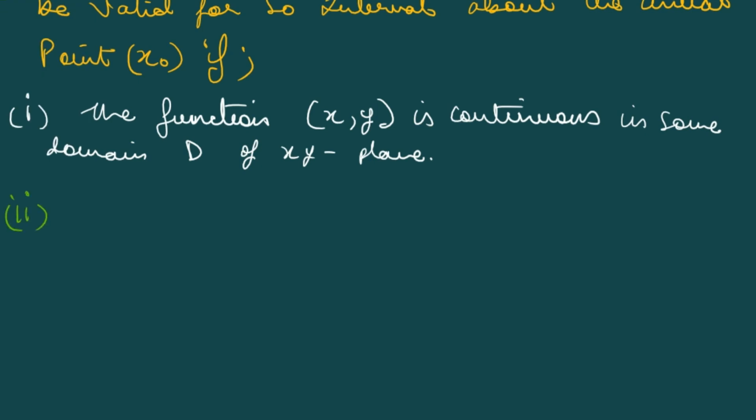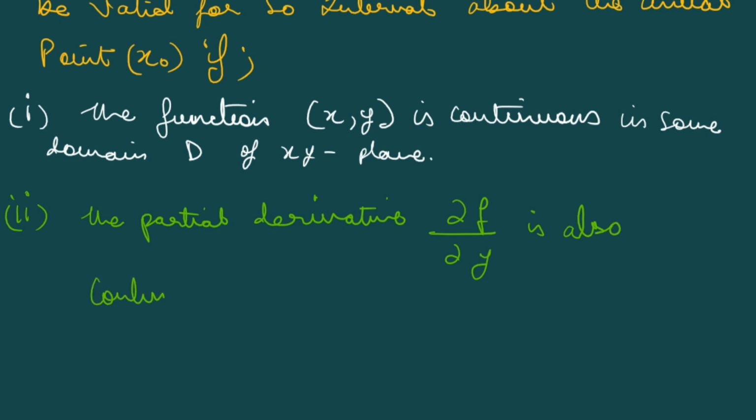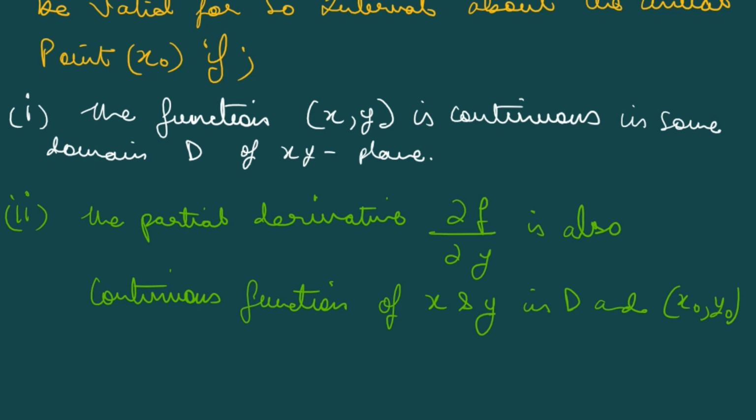The second point is that the partial derivative del f by del y is also continuous, a continuous function of x and y in D, and x0 comma y0 are points in the domain D.